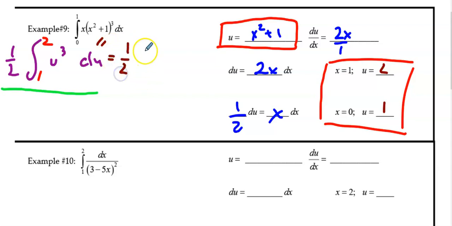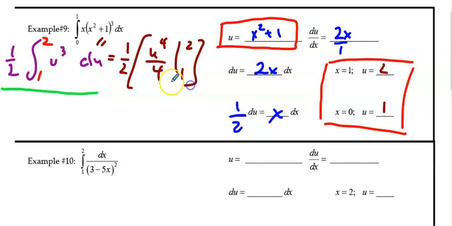So we get a 1/2. We're going to integrate u cubed, which is going to be u to the 4 over 4. And we're going to evaluate that from 1 to 2. So there's no plus c here, ladies and gentlemen. This is literally just going to find our intervals, and then we're going to evaluate from 2 to 1.